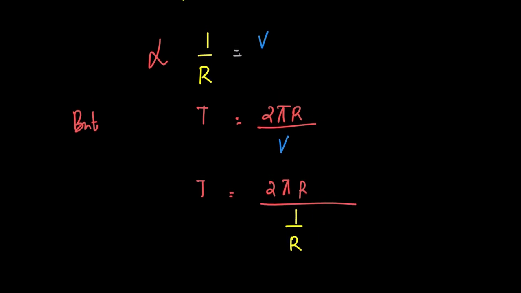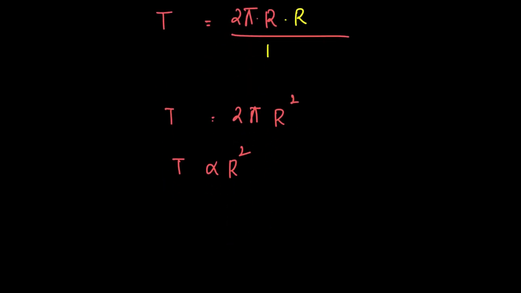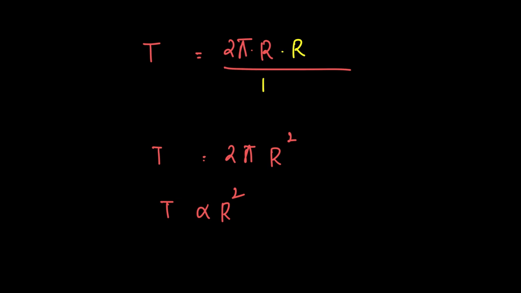Now, what have we been asked to find out? Time period. What is time period? 2 pi r by v. What is v? 1 by r. I'm just discarding the alpha here for a while. So this becomes 2 pi r divided by 1 by r, which is 2 pi r into r by 1, which is 2 pi r square, and therefore T is proportional to r square.